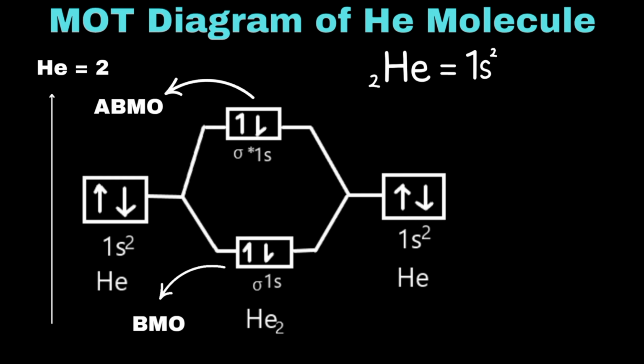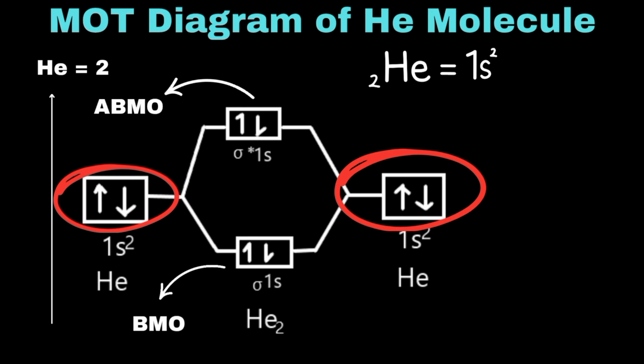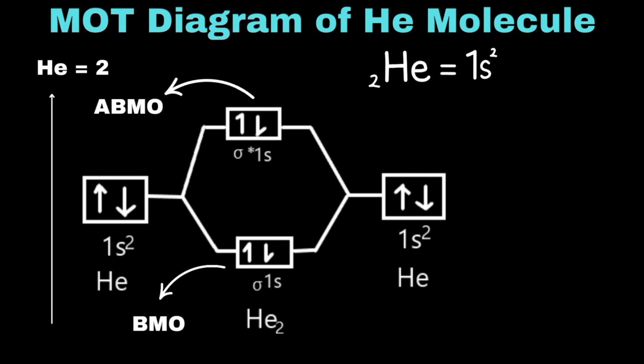As we can see, there are a total of 4 electrons present in the atomic orbitals of helium. So now we need to place them in molecular orbitals. According to the rules, 2 electrons should be placed in the sigma 1s orbital, and 2 will be placed in the sigma star 1s orbital.